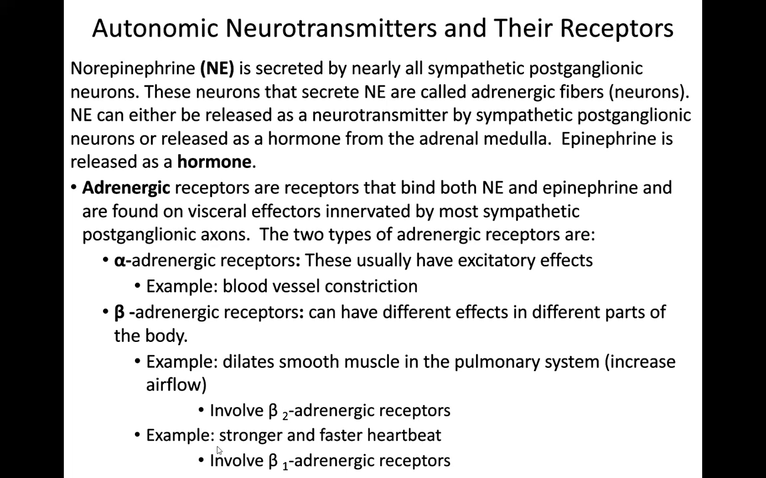Okay, down at the bottom, stronger and faster heartbeat shows an example of an excitatory effect, or an excitatory response. In the case of the beta 1 receptors that are in our heart, okay, when epi and norepi bind to that set of receptors, the heart beats more forcefully and at a rapid rate. Both of those are excitatory responses. So does that make sense how and why I said they can have different effects in different parts of the body?